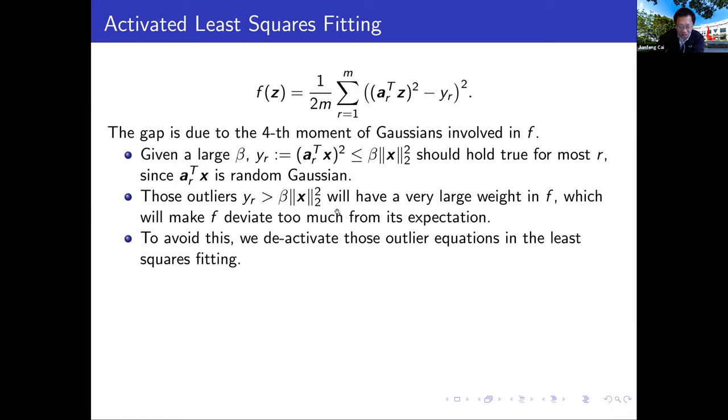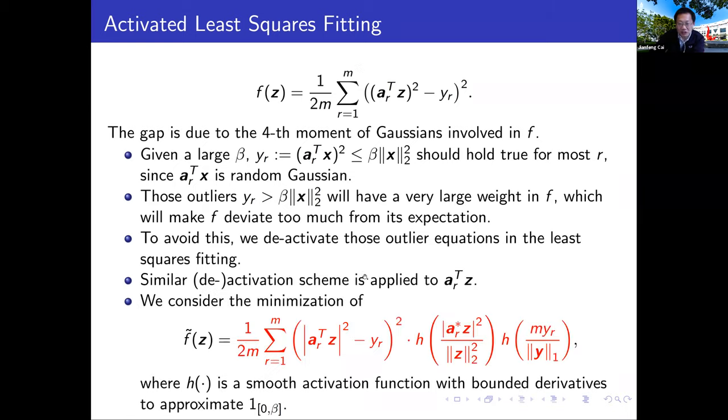Now, in order to get a good structure of this non-convex optimization, our idea is that we just deactivate these outlier equations. We don't use them because the number of these outlier equations is very, very small. These outlier equations are just very, very few. So then we just deactivate them from this summation. A similar activation scheme is also applied to this A transpose z. So then we get this activated least squares fitting.